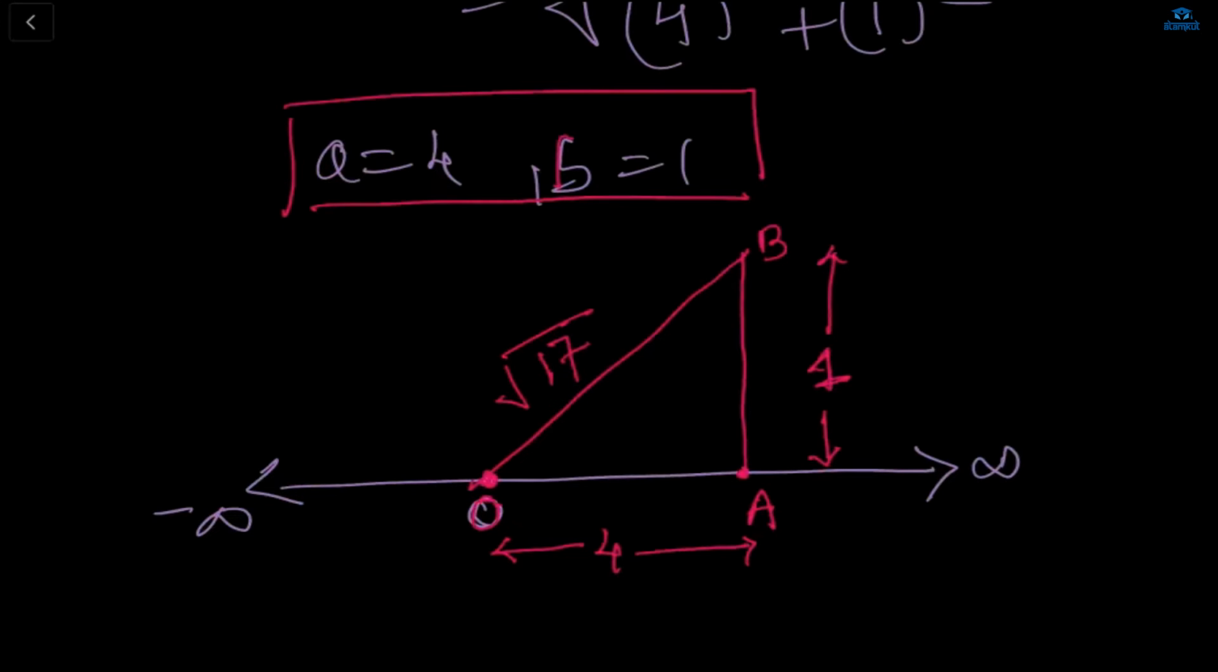You'll get the C point. After cutting the arc from here, this point is your C. And this is your root 17. So we have to draw a circle around O. Actually, you don't need a circle. You just have to mark root 17 on a number line.